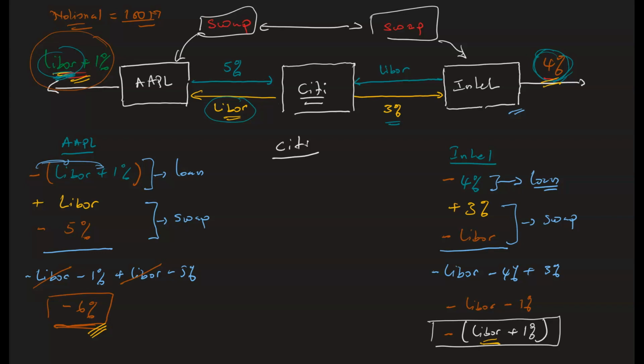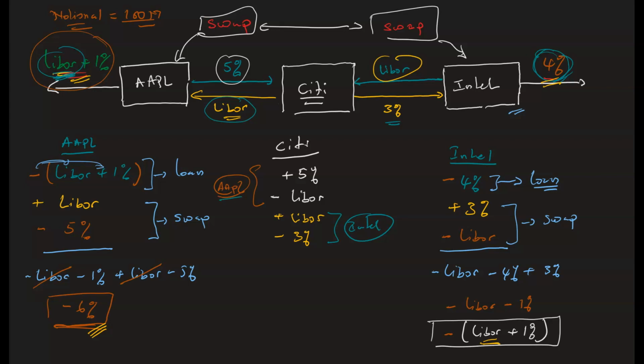Well, Citi received 5% from Apple, and Citi paid LIBOR to Apple, minus LIBOR. And this was the Apple transaction. In addition to that, Citi received LIBOR from Intel, and Citi paid 3% to Intel. And so this was the Intel transaction.